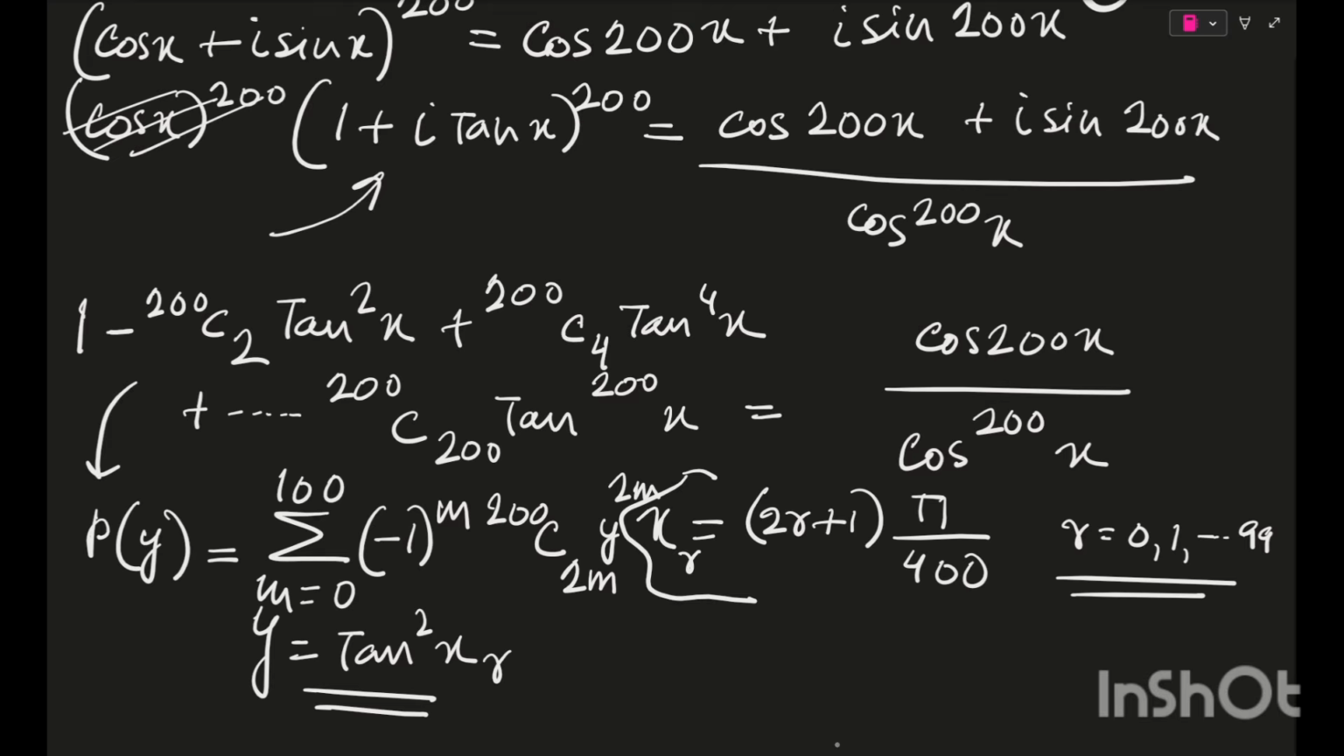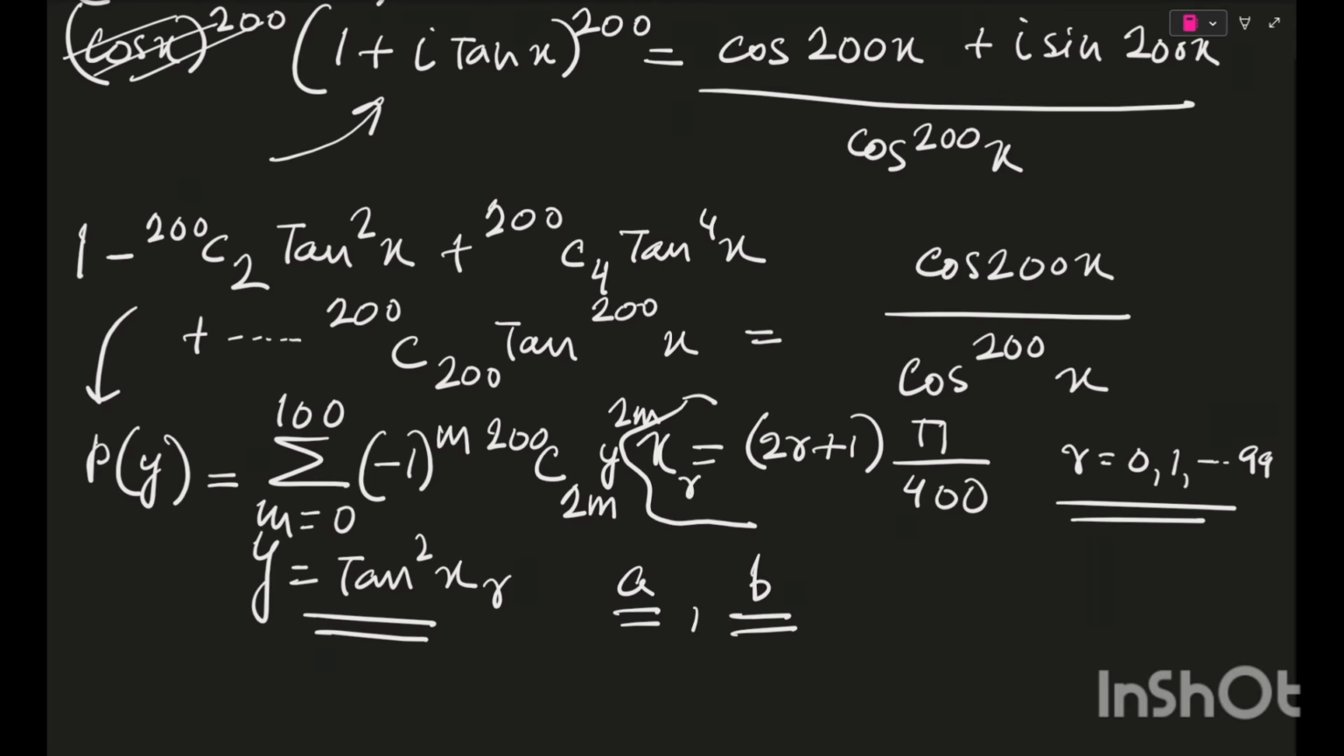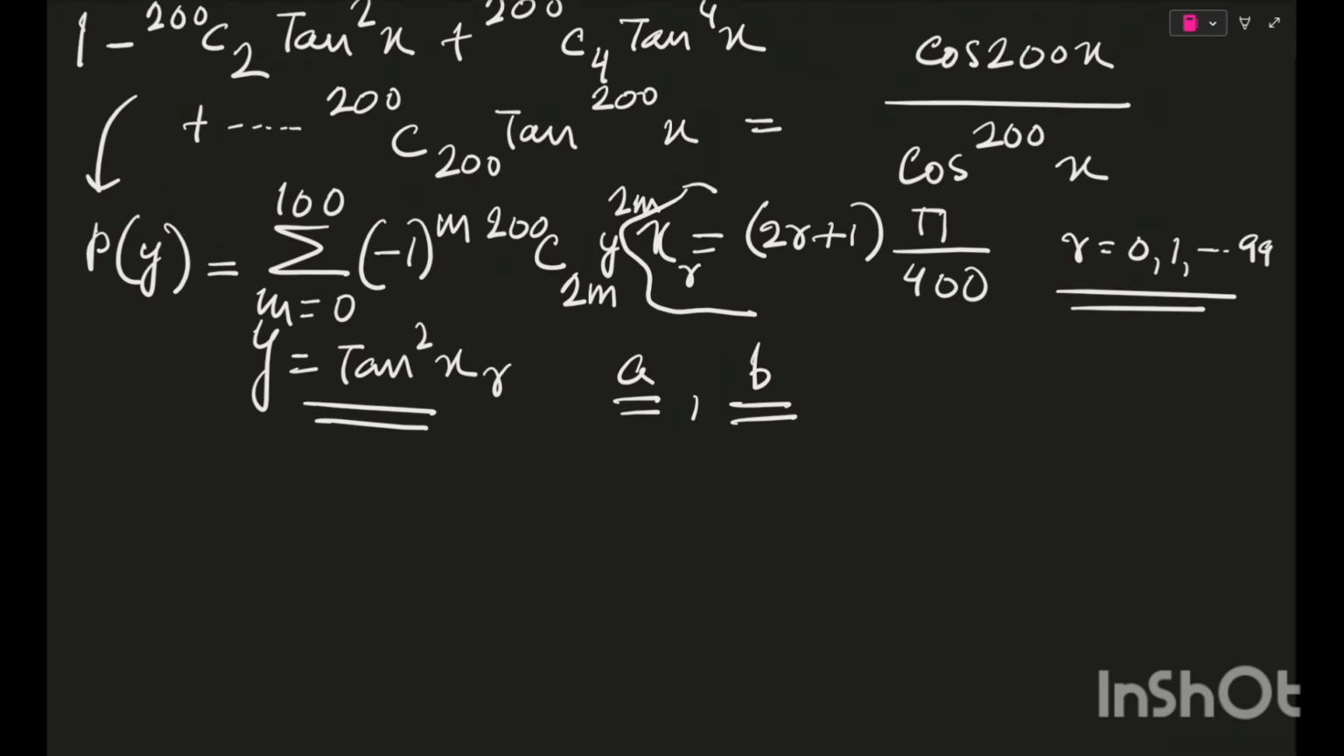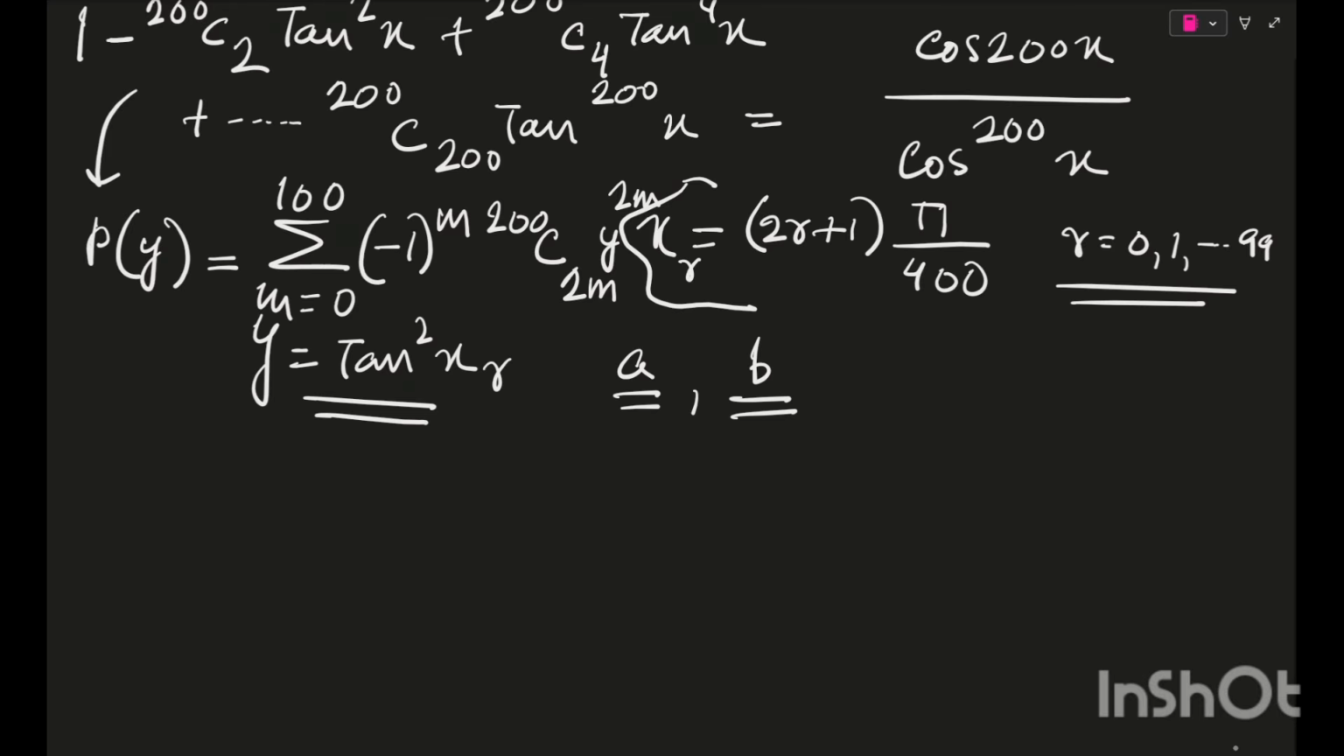Now they had said that we want the sum of this and the product of this. The sum term was a and the product term was b. That is what they wanted from us in the question. So basically this is a monic polynomial, right? If I take y to be tan square xr, this expression is a monic polynomial. So the constant term will be the product of all the roots. So b becomes 1, because 1 is the only constant term here, I can see at least.